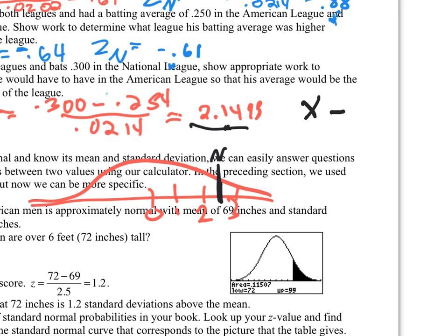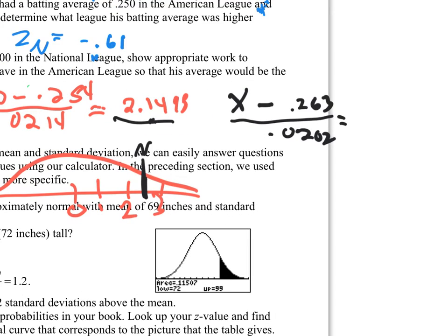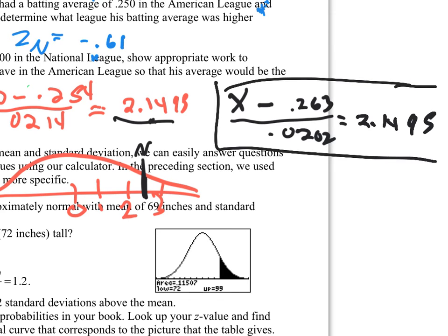x minus the average of the American. What's the average of the American League? 0.263. What's the standard deviation? 0.0202. Must equal 2.1495. Isn't this just basic algebra? How would I solve it? Let's do the steps in our head. Multiply by 0.0202 on the top, and then add this to the other side, and then add that. Yes.